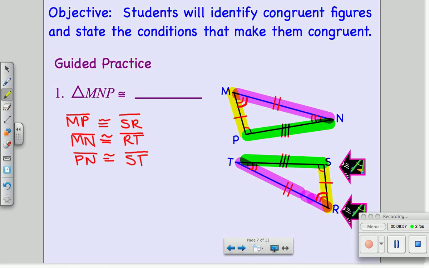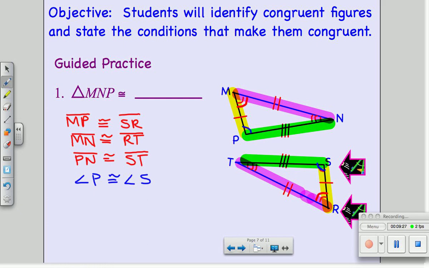Okay, so now let's look at the angles. So I see that I have an angle here with 1 mark. Do I have another one on the other triangle? The same. Yes, right here. That means those two are equal. So what that means then is angle P in the first triangle is congruent to angle S in the second triangle.